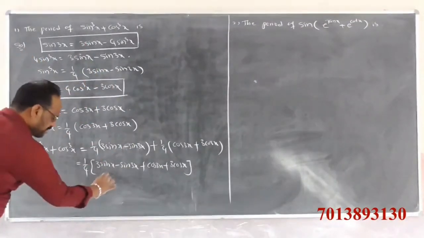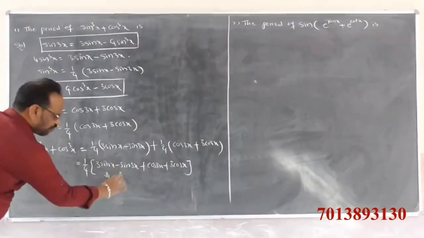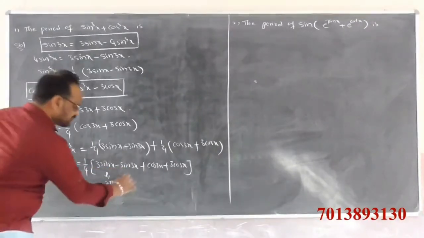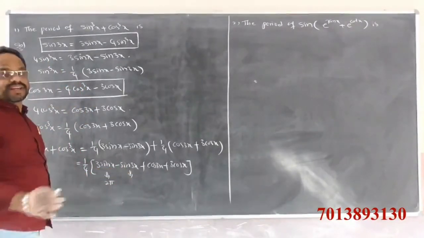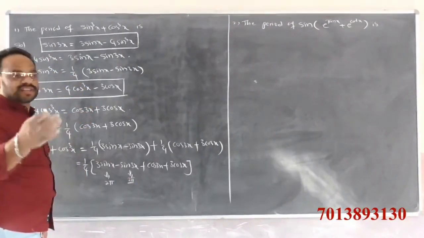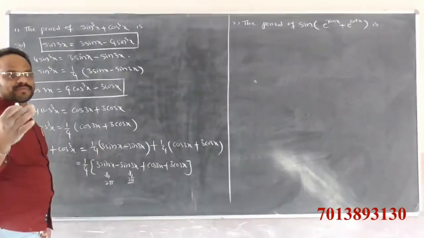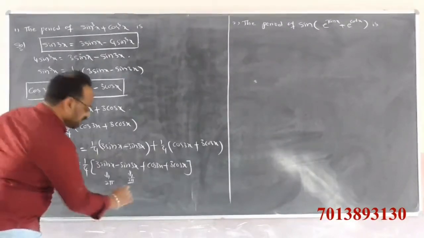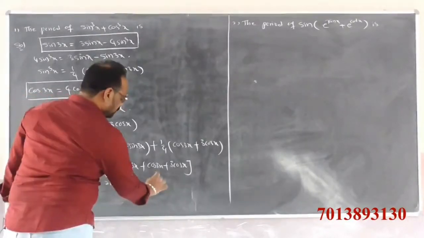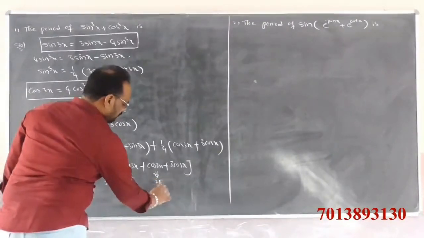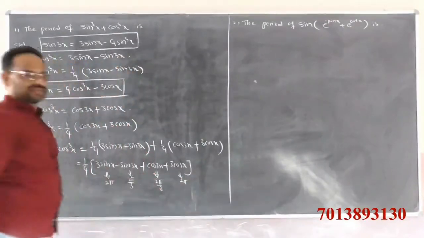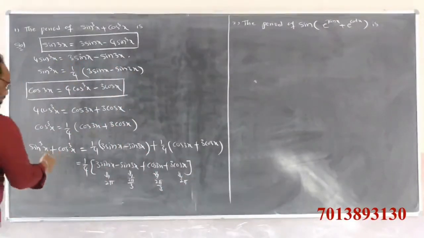Already we know that the period of sin x is 2 pi. The period of sin ax plus b is 2 pi by mod a. So the period of sin 3x is 2 pi by 3, and cos 3x also 2 pi by 3, and 3 cos x has period 2 pi. So we want the period of this function.